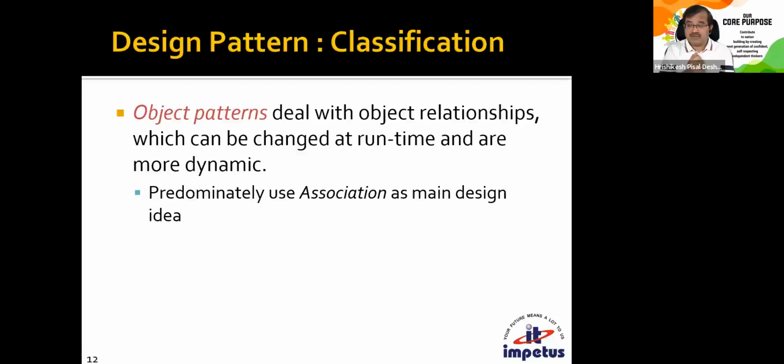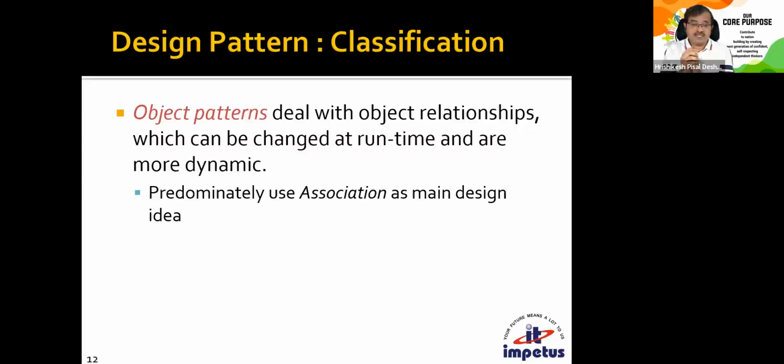Object-oriented patterns can address that. That means two objects of the same class can give you different behavior for the same service. Something like this can be done. At first glance, it looks like, hey, how is it possible? If these are objects of the same class, they will have the same behavior. But objects of the same class can also have different behavior for the same method. Such very interesting solutions it can provide. So object patterns deal with object-to-object relationships, which can be changed at runtime, and they are more dynamic.